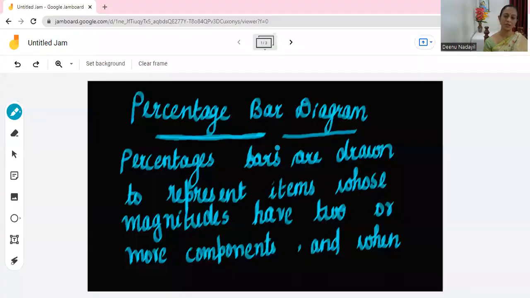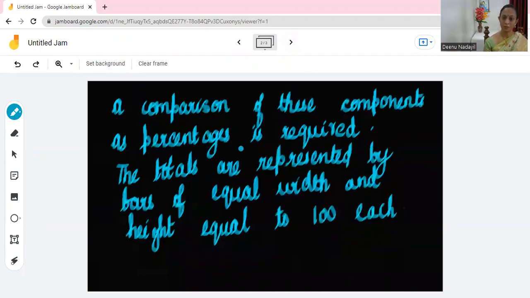So now what is a percentage bar diagram? Percentage bars are drawn to represent items whose magnitudes have two or more components, and when a comparison of these components as percentages is required. The totals are represented by bars of equal width and height equal to 100 each. So it's the same as a component bar diagram, but one difference is there: out of 100, we will be dividing it into different components.